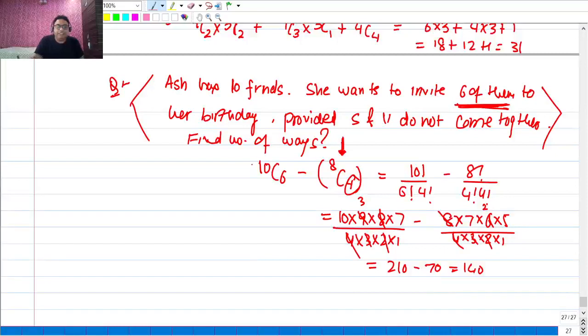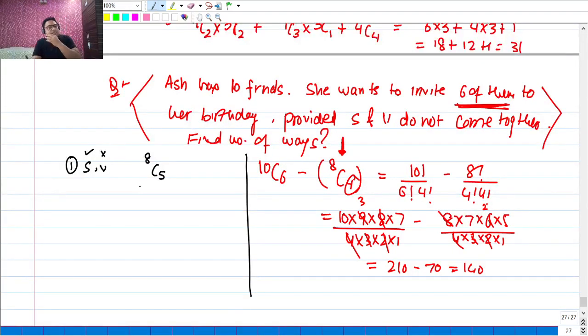So we can make cases. Let's make cases now. If Salman comes, then Vivek won't come. So Salman comes, so one guy has come. Now she is left with 8 people and she has to choose 5. Why is she left with 8 people? Because out of 10, Salman has already come and Vivek won't be coming. So 8C5. Second case, Salman does not come and Vivek comes. In this again 8C5, because if Vivek has come, Salman won't come, so only 8 choices are left. Out of 8, 5 are to be filled.